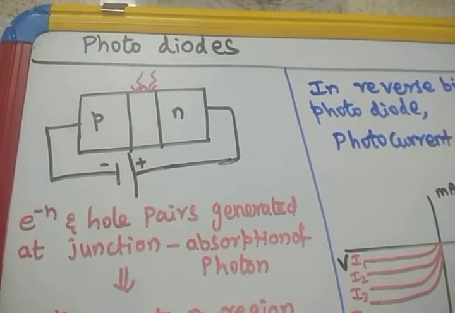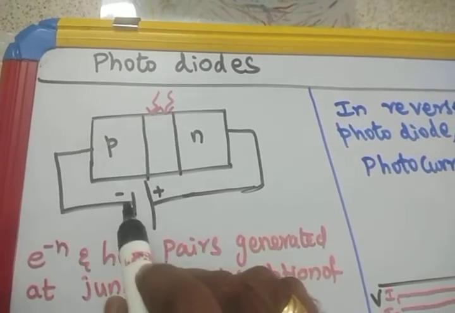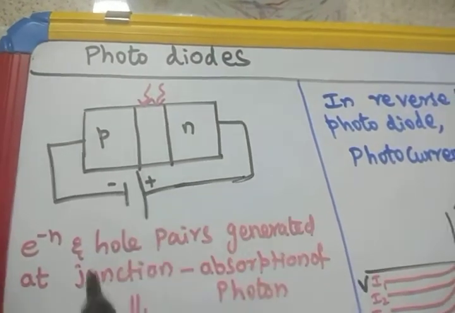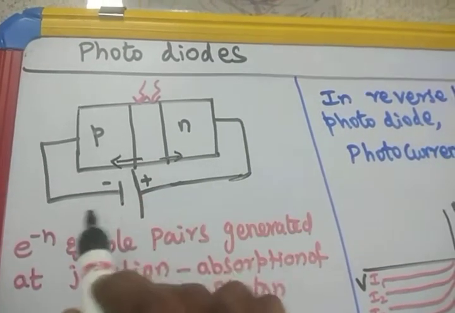Photodiodes. The photodiode works on reverse bias. When the p-type is connected to the negative terminal and the n-type is connected to the positive terminal, what will happen? The junction region will increase.